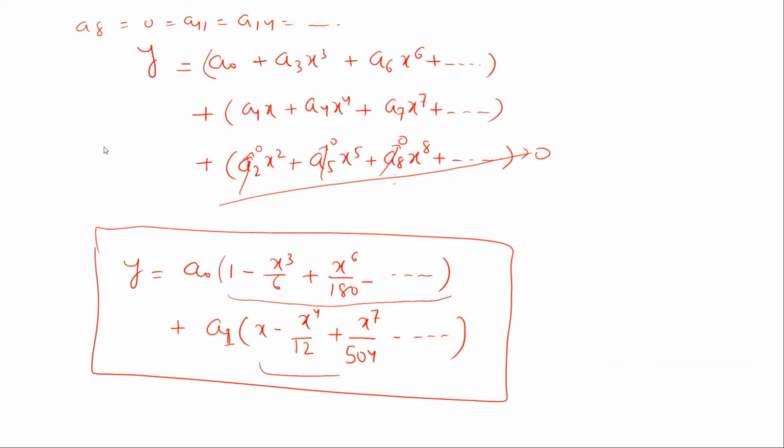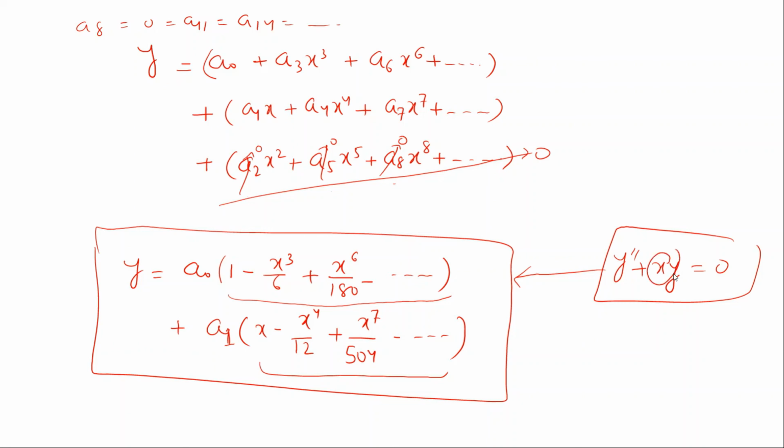So we get the solution for the differential equation y double prime plus x y equals 0. For this problem we get this solution y. So we can say that for non-constant coefficients, that is, when the coefficient is a function of x, we can solve with the power series solution and we will get the homogeneous solution. So this is the homogeneous solution for this equation.